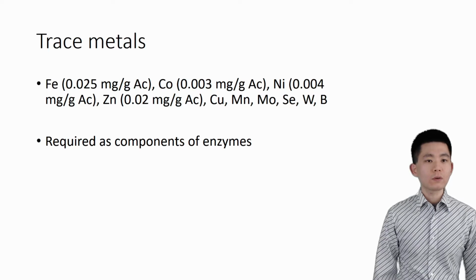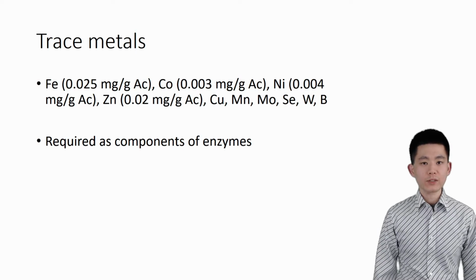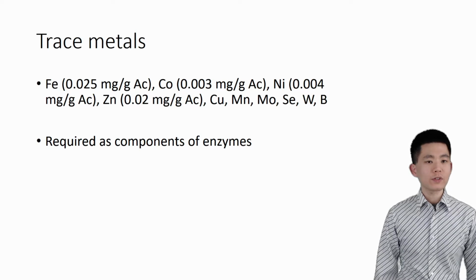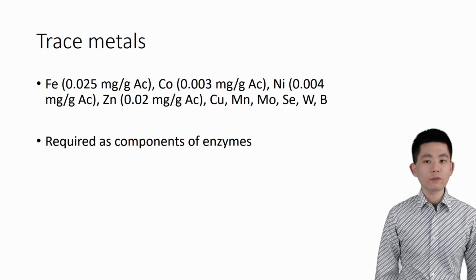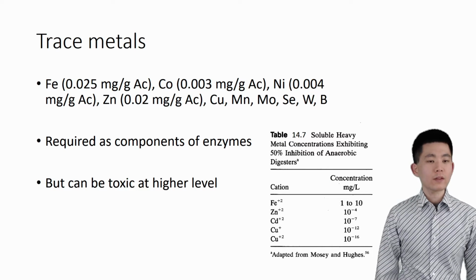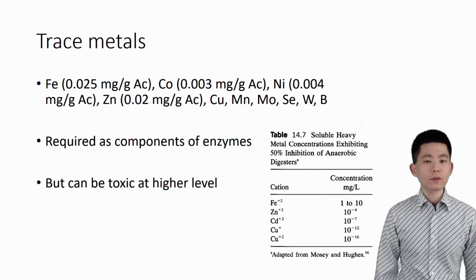Trace metals are required for anaerobic biochemical reactions as they are enzyme building blocks. Because the required concentration is so low, waste streams usually already contain enough of these trace metals. Trace metal deficiency is not a common issue. For some industrial wastewater, however, like brewery wastewater, trace metals may need to be supplemented if they are treated anaerobically. On the other hand, high levels of these trace metals can be toxic.